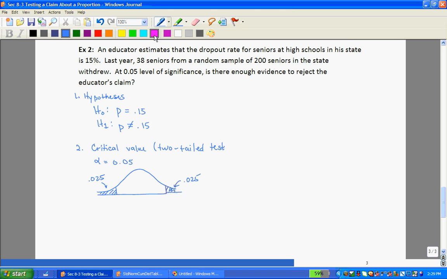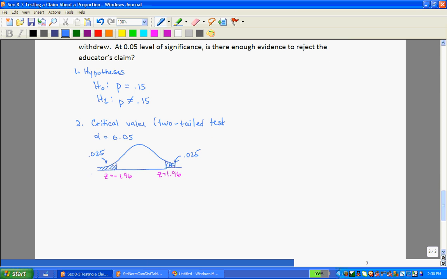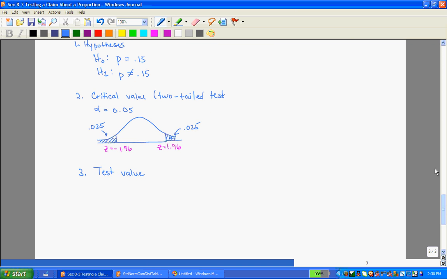1.96. So that means the z-score is 1.96 down here and negative 1.96 down here. Okay, third step, we're going to go ahead and find our test value. And it's exactly the same way as we did before.